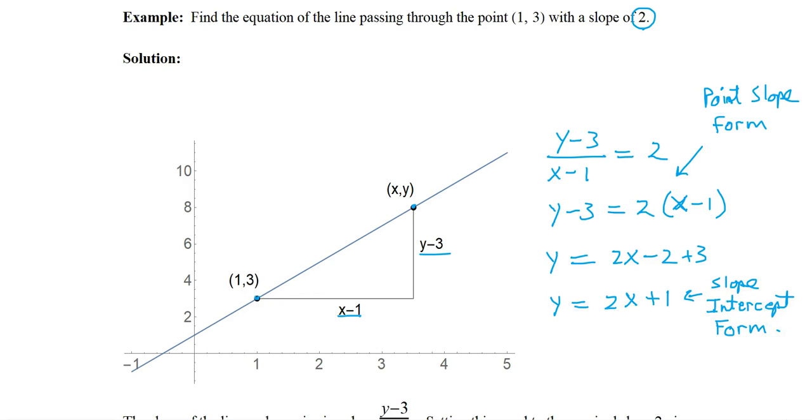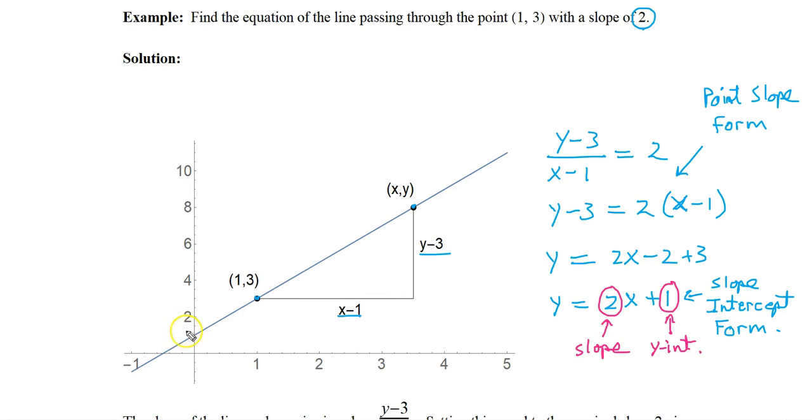Now it's called slope-intercept form because this 2, once again, represents the slope of the line, and this 1 right here is actually our y-intercept. That's where the line crosses the y-axis. Notice if we put 0 in for x, we get back 1 for y. So this is our y-intercept, and this is our slope.